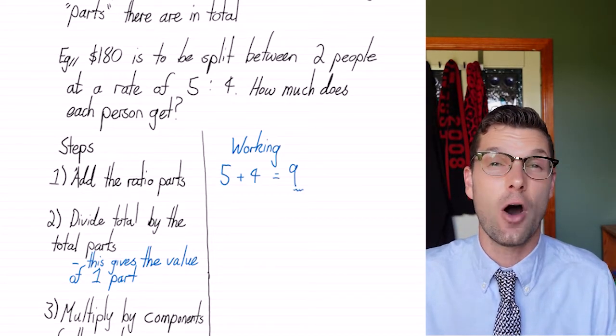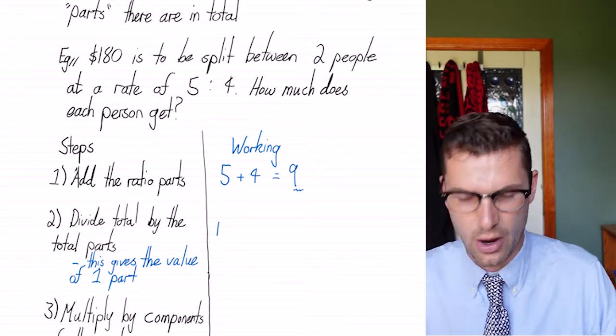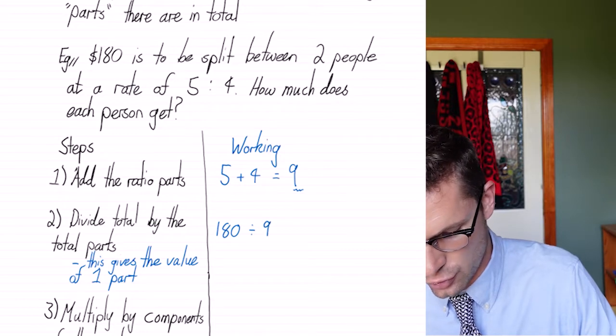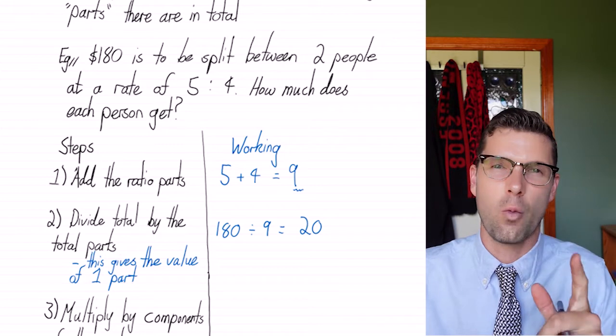Then we've got to divide the amount we've been given, so the 180. We've got to divide that by the amount of parts, which is equal to 9. So that's equal to 20. You can just do that on the calculator. So this gives us the value of 1 part.